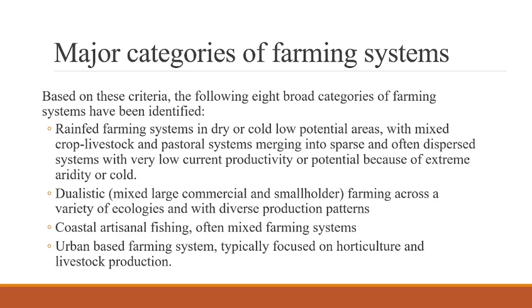Rain-fed farming systems in dry or cold low potential areas, dualistic farming where the dynamics of land and labor are considered, like large commercial and small farming. We have also the coastal artisanal farming, often mixed farming systems. Here, they would mix crops and fish farming. We are also talking of urban based farming system, typically focused on horticulture and livestock production.